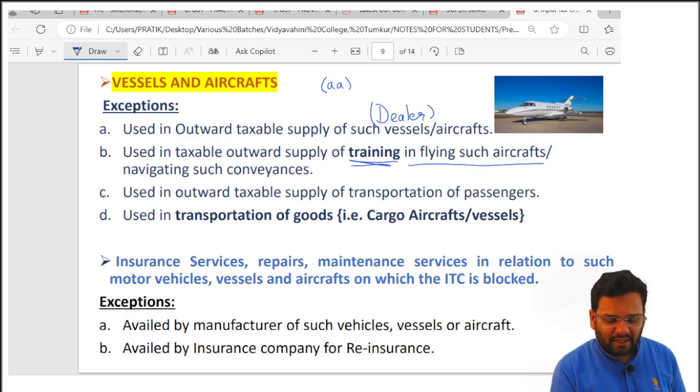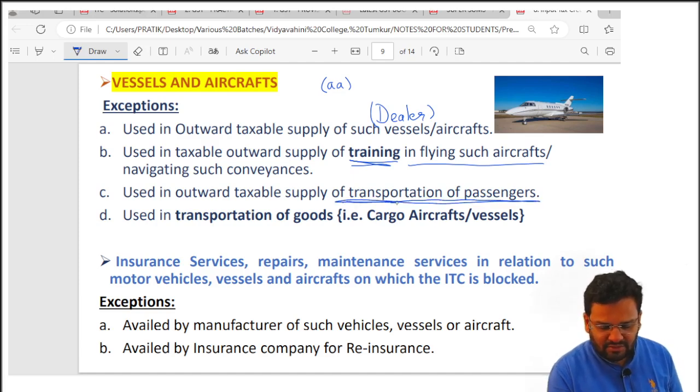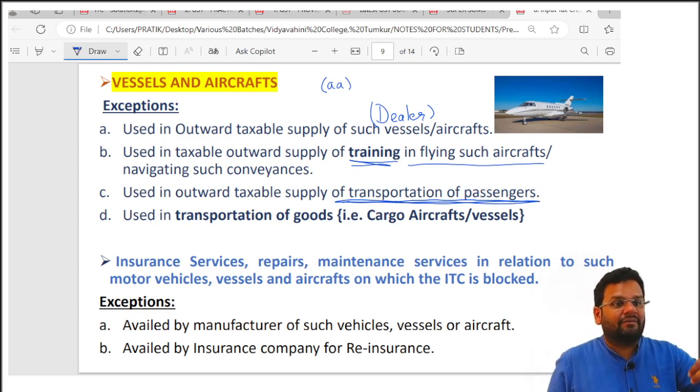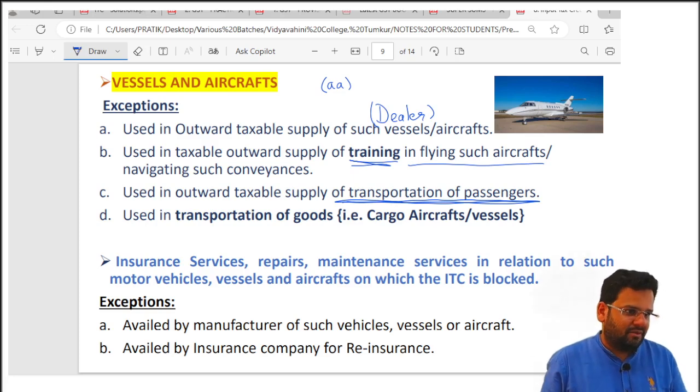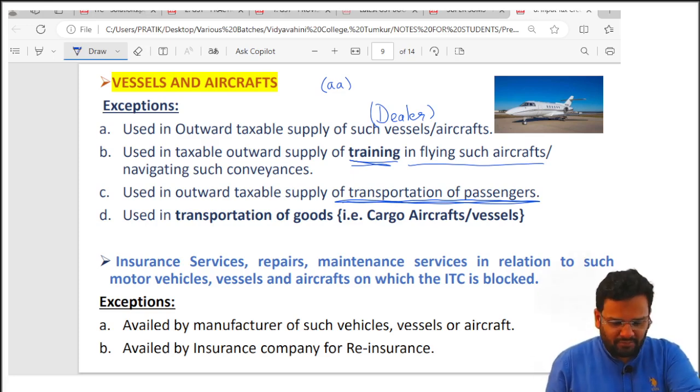Used in outward taxable supply of transportation of passengers, means Indigo Airlines having some aircrafts purchased which will act for transportation of passengers. It will be included in the fleet of aircrafts. So ITC has to be allowed. And used in transportation of goods.